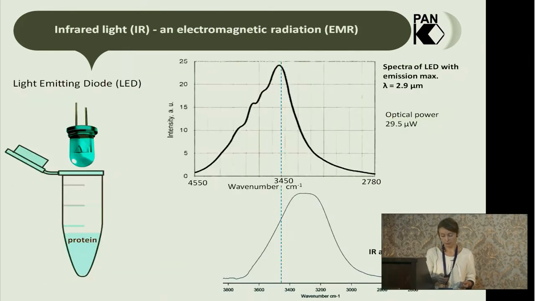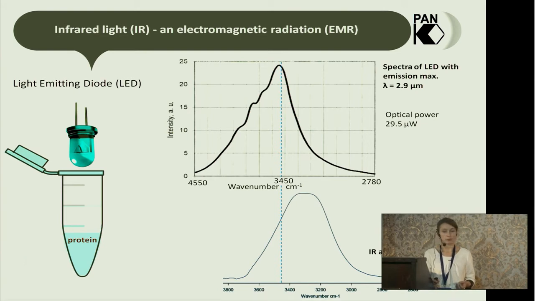So what we did, we simply exposed our proteins in aqueous solution to infrared light for a maximum exposure time of about 10 minutes. We used as a source of infrared light a light-emitting diode with the maximum emission at 2.9 micrometers, and this emission spectrum corresponds to the region in which liquid water strongly absorbs infrared light. The optical power of our light source can reach 30 microwatts, and for comparison, the optical power of sunlight at sea level is about 1,000 watts per square meter. So this is really weak electromagnetic radiation.